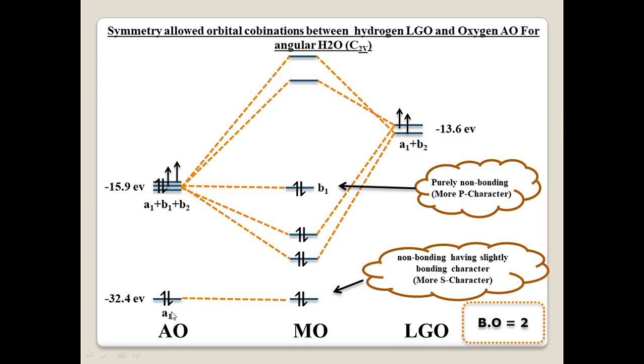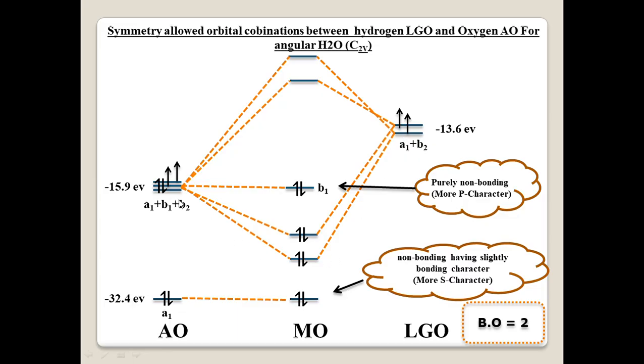A1 is present in 2s and A1 is also present in LGO. However, the energy gap is too large, 13.6 and 32.4. Only because of this reason, this will remain as non-bonding. Only because of the high energy gap it will remain non-bonding. It has slightly bonding character because symmetry is there, as well as non-bonding character, because due to the high energy gap bonding is usually not possible.